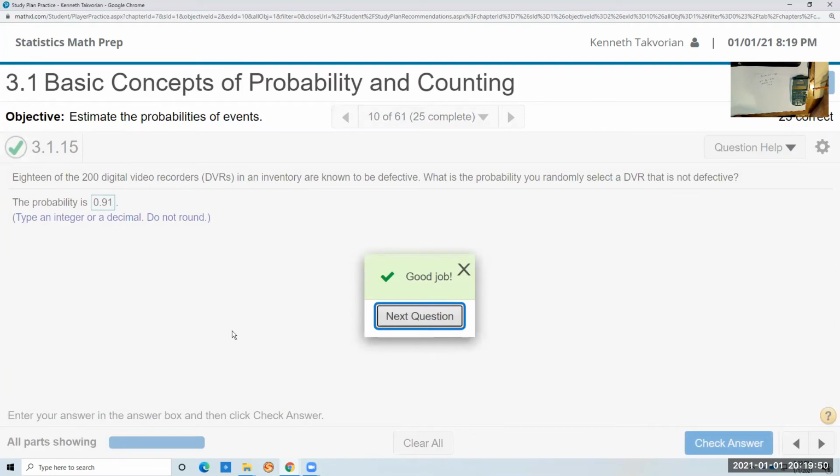Okay, alternate way of doing this: if 18 out of 200 are defective, how many are not defective? So we need to take 18 away from 200, that's 182. So the probability of being not defective is 182 divided by the total sample space of 200. Let's see what the calculator says now. 182 divided by 200. It says 0.91. So we get the same answer either way as long as you think through it carefully.